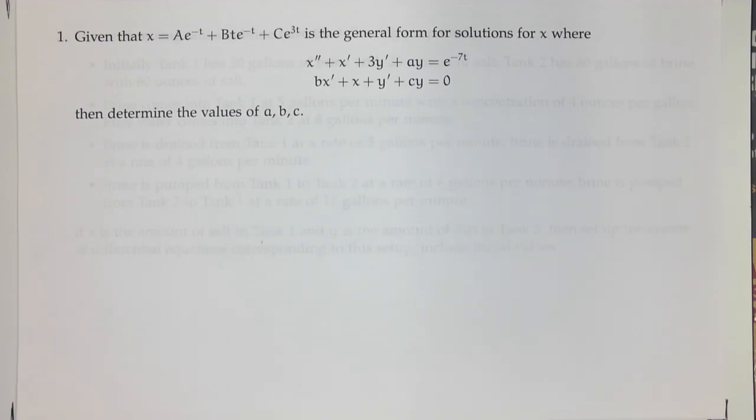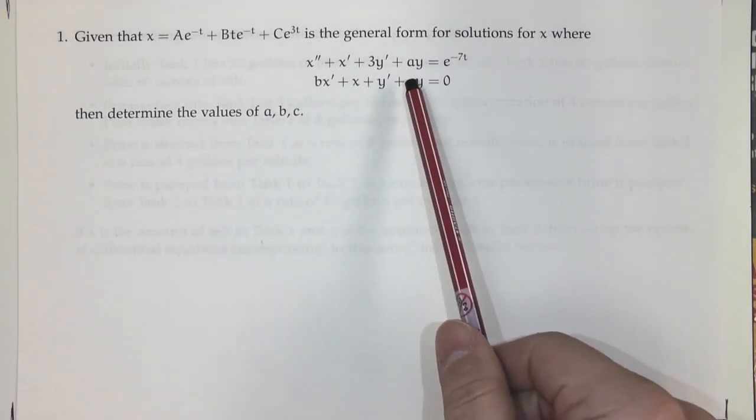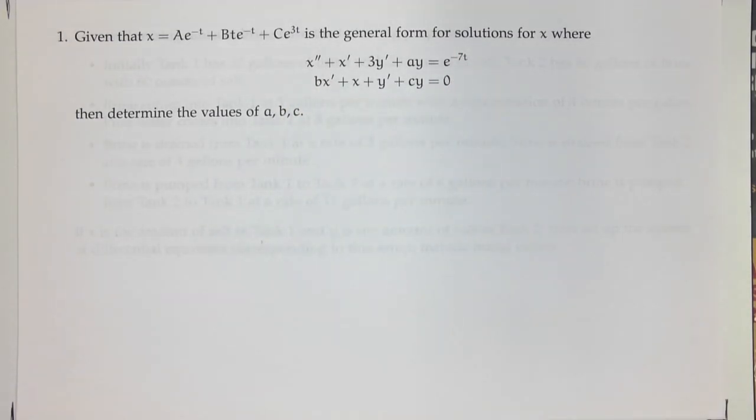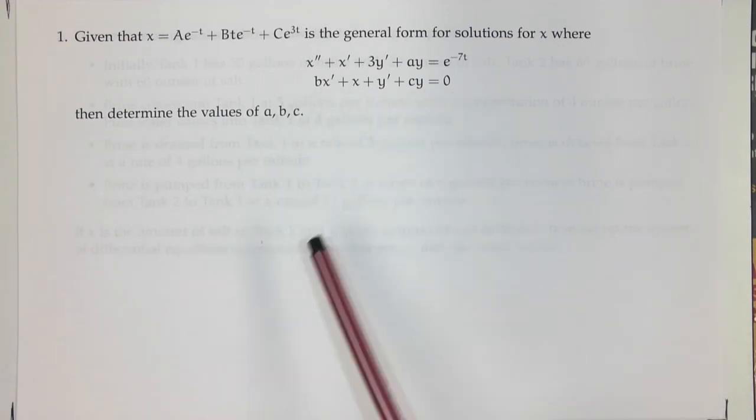Number one, given that x equals a e^(-t) plus b t e^(-t) plus c e^(3t) is the general form for solutions for x, where you have x'' plus x' plus 3y' plus a y equals e^(-7t), and b x' plus x plus y' plus c y equals 0, then determine the values of a, b, and c.